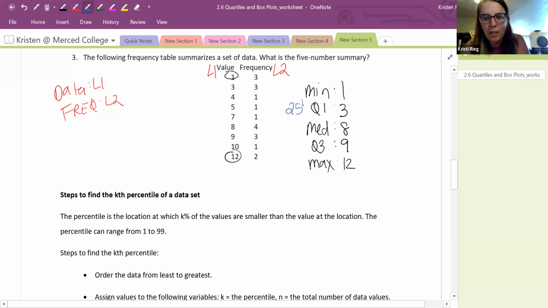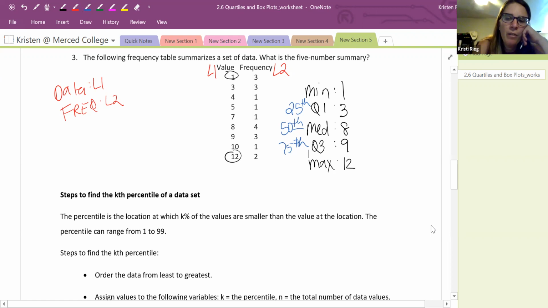Remember, quartile: the first quartile is the 25th percentile. The middle is the 50th, 50% of the way through. The third quartile is 75% of the way through, so it's the 75th percentile, and the maximum is 100, and so forth.